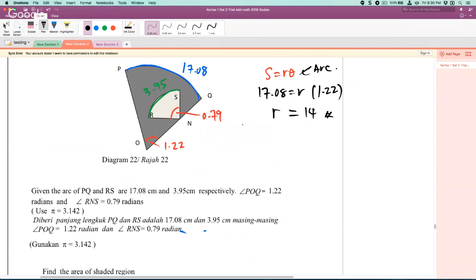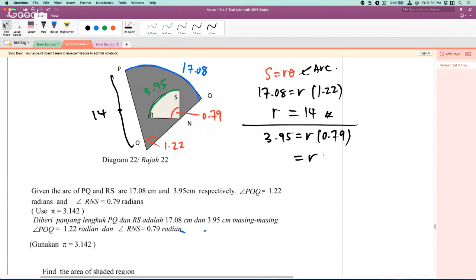So I know here it is 14. I do the same thing for the small sector. The arc length is 3.95 equals r times 0.79. So my r is just 3.95 divided by 0.79. You'll get 5 for the small one here.